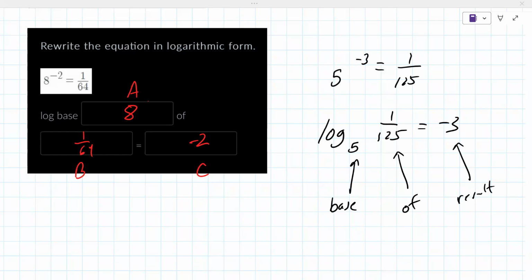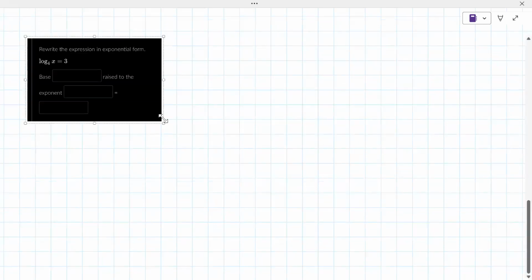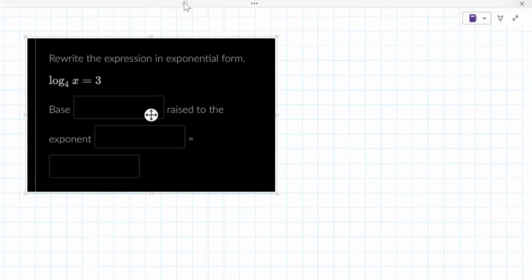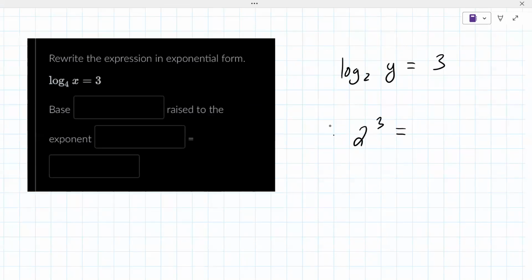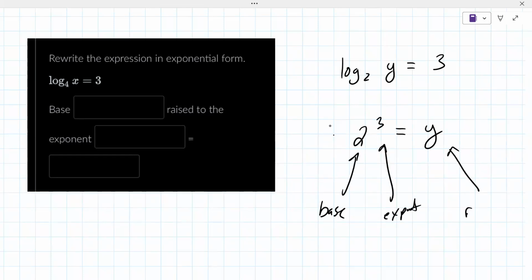Let's go to the next one here. This is going the other direction. So I'll make a similar one up here. Let's say it's log base 2 of y equals 3. Ends up being 2 to the 3 equals y. So this is the base. This is the exponent. And this is the result or the right-hand side. Maybe that helps.